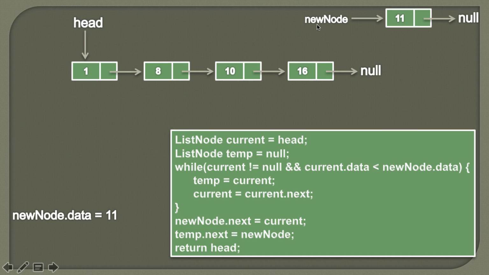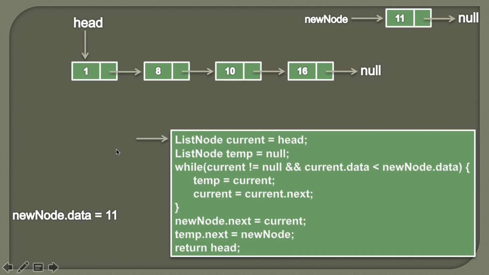Therefore, in order to insert this new node into this sorted singly linked list, here is the algorithm for it. So currently you see the head points to the first node having data as 1, then it goes to 8, 10, 16, and we want to insert the node having data as 11, in such a way that after insertion the sorting order is maintained in the list. So let's see the working of this algorithm step by step.